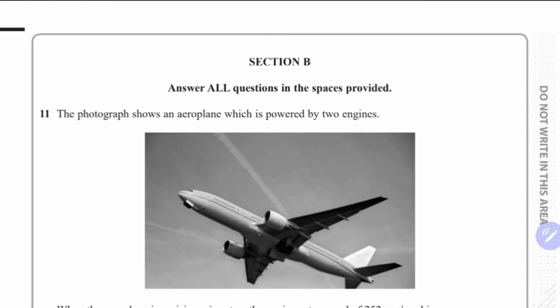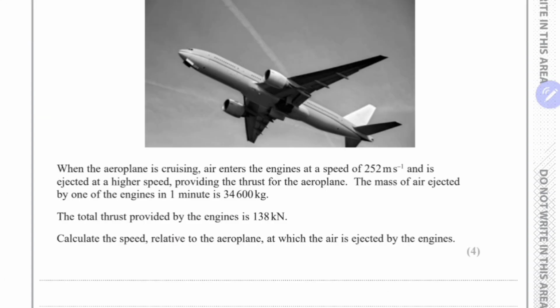We are gonna start with section B, number 11. When the aeroplane is cruising, air enters the engine at the speed up to 52. We have our initial speed here and it is injected at higher speed, providing the thrust for the aeroplane. The mass of the air injected by one of the engines in 1 minute is 34,600. We have our time and our mass. The total thrust provided by the engines is 138 kilonewton, and we have our force. Calculate the speed relative to the aeroplane at which the air is injected by the engines.